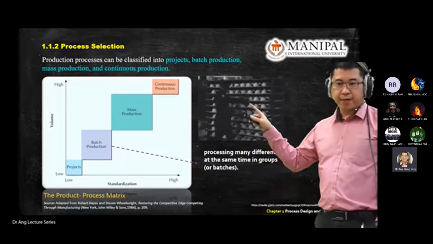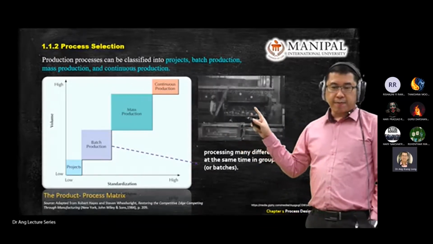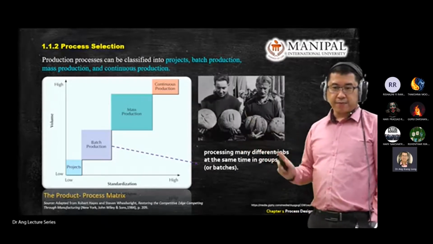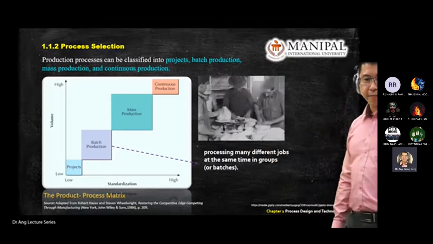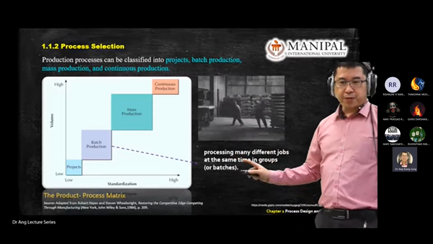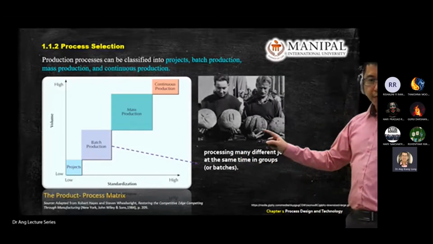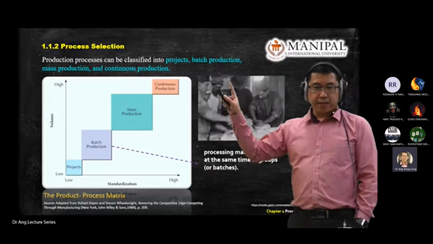Happen at the same time when you try to bake the bread at the same time. Everything happens at the same time. You have many processes, but many processes happen at the same time. Okay, it falls under batch production.